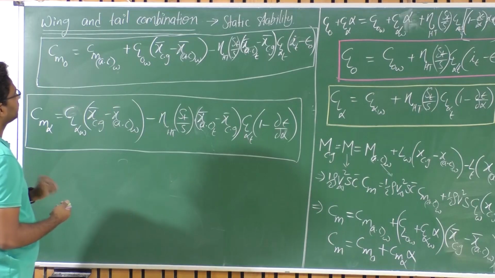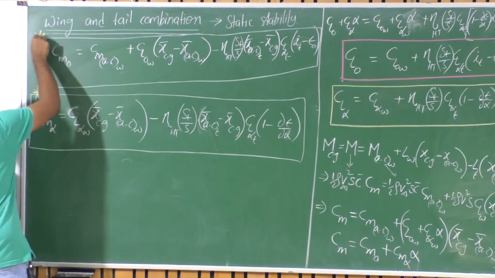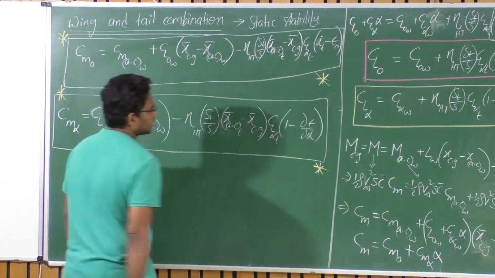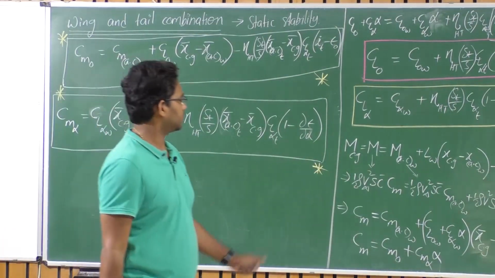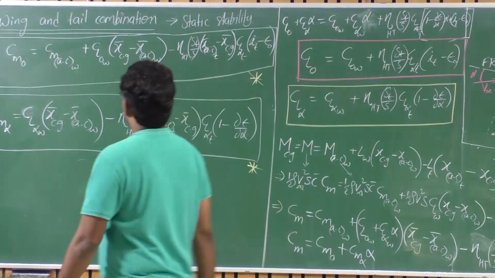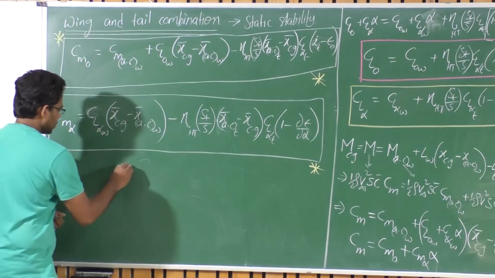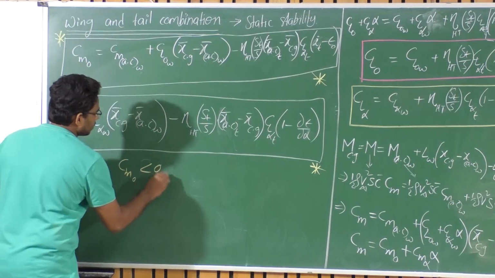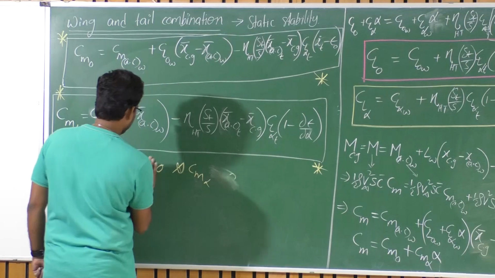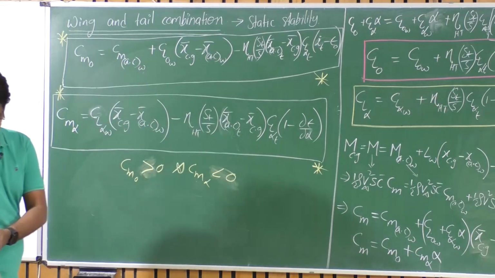So it's an important expression, so please try to derive it multiple times so that you can get used to this equation. So in this equation, our aim is Cm naught has to be greater than 0 and Cm alpha has to be less than 0.